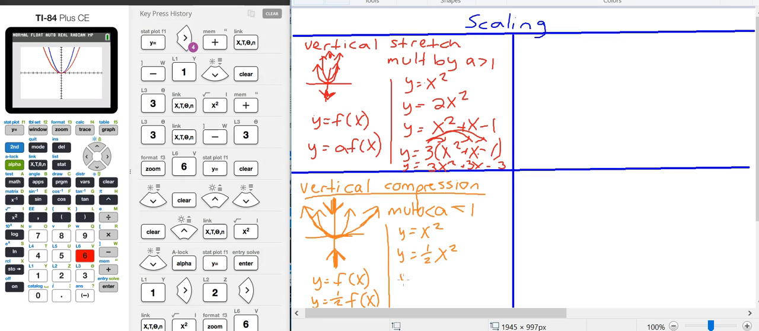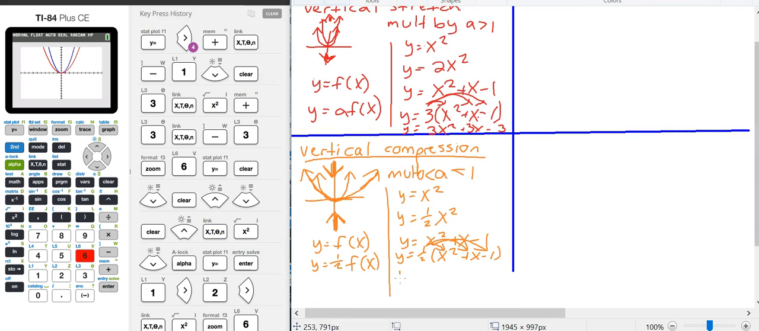Let's say we have y is equal to x squared plus x minus 1. We'll use the same one from before. In order to compress this function, we'd have to multiply each term by some number that's greater than 0 and less than 1. We could use a half. Y is equal to 1 over 2 x squared plus x minus 1. And we could distribute this. We don't need to, but we can. So y is equal to 1 over 2 x squared plus 1 over 2x minus 1 over 2.